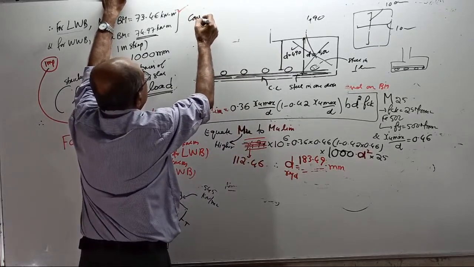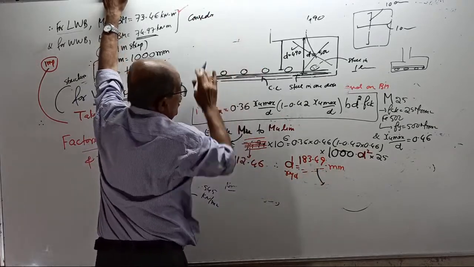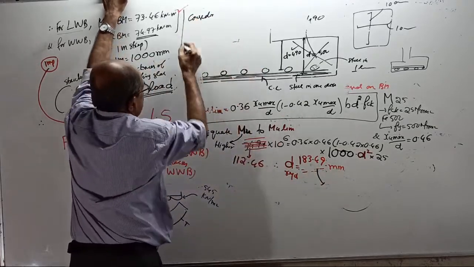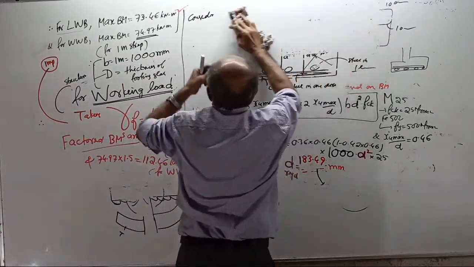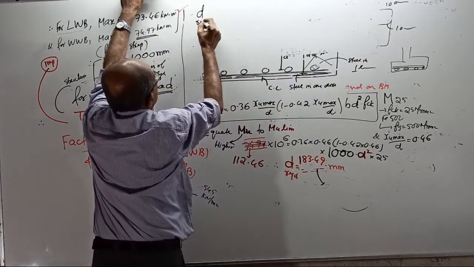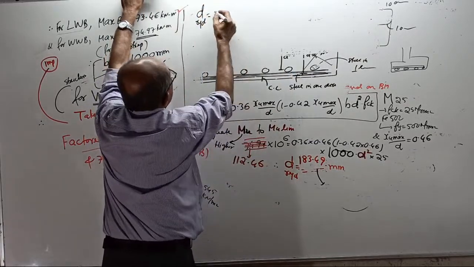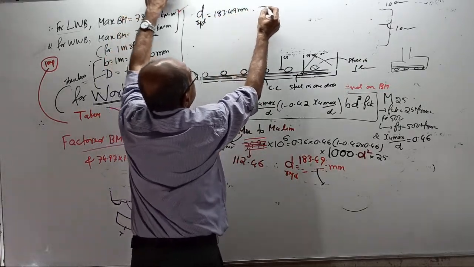Consider diameter of bar. After this one, next step. All the statement you write there, then write: we got D required equal to 183.49 millimeter.